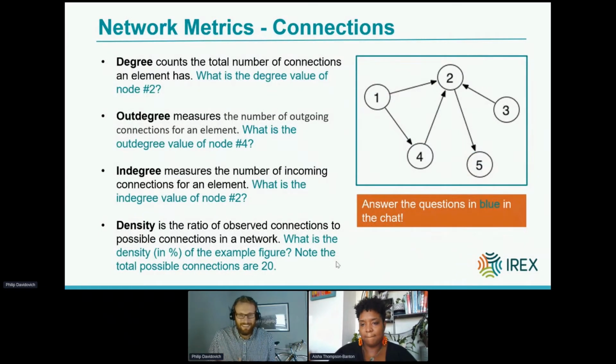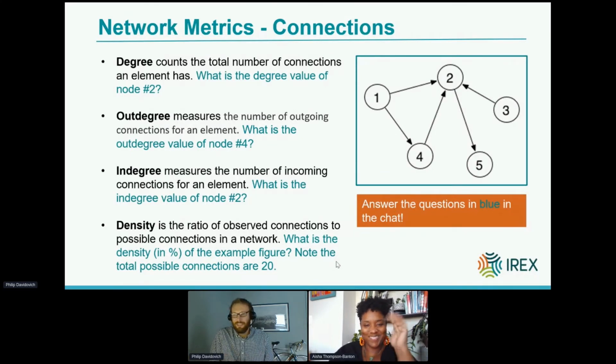The next one, obviously, is sinking your teeth into degree. I'm going to challenge everyone in the chat: as I go through each of these definitions, try and answer the question in blue. I'll go through each of the definitions, start back at the top, and tell everyone what the answers are. So the first one is degree, and degree simply counts the total number of connections an element has. The question we're going to ask folks to put in the chat is, what is the degree of node number 2?